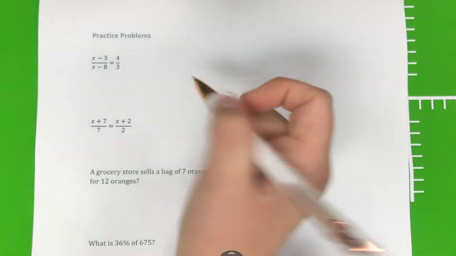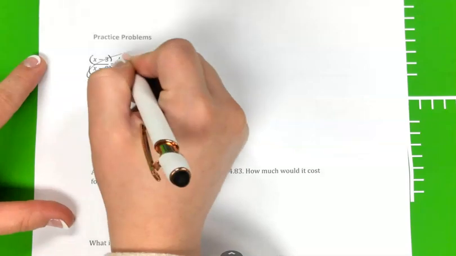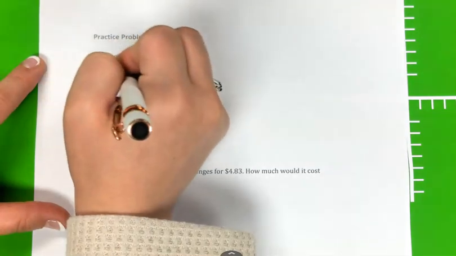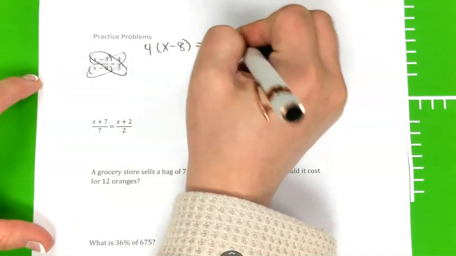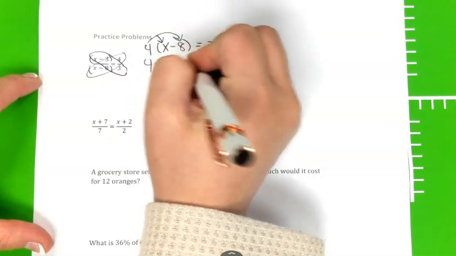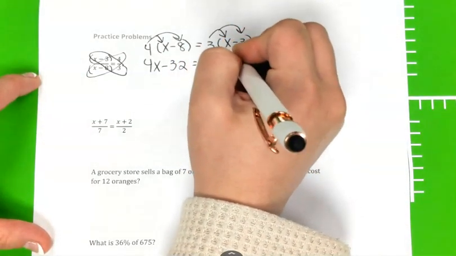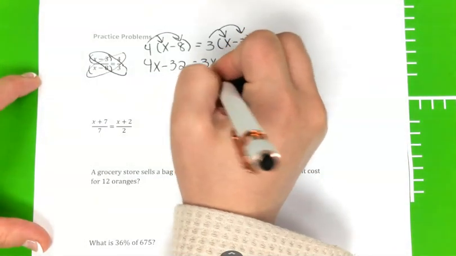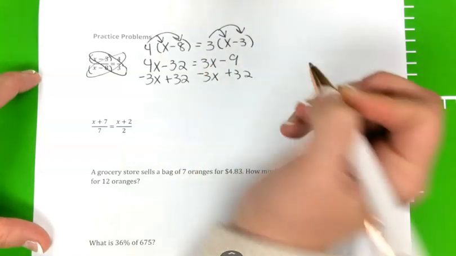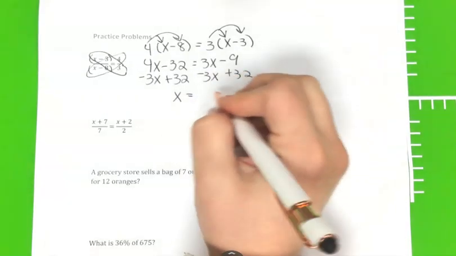Okay, another way you might see these are with these linear proportions, and I'm going to put parentheses around these expressions because when I'm doing my cross product, it's going to be very important that I remember to distribute. And I'm going to be doing that on both sides, so I'm going to distribute the 4 to the x and the negative 8. And on the other side, I'm going to distribute the 3 to the x and the negative 3. Now I want to get all my x's together, all my constants together. And I'm going to get that x is equal to 23.